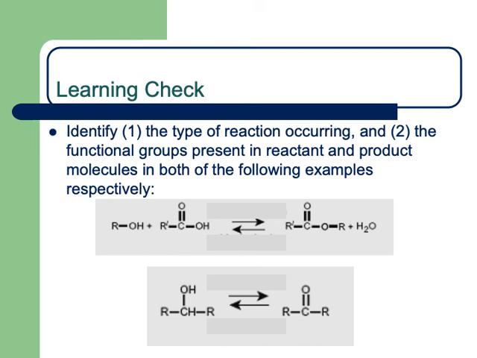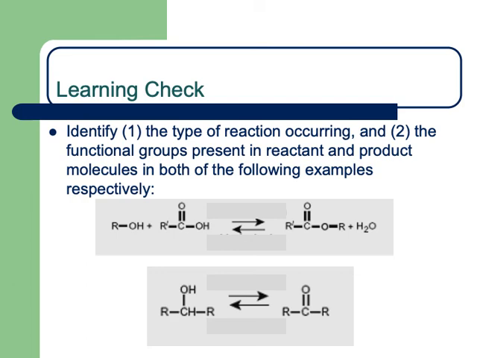Okay, so what are the functional groups found in the top reactants? We have an alcohol in the first molecule, then we have a carboxylic acid, which is a carbon double bonded to an oxygen, single bonded to an alcohol. And then on the product side, we have an ester, a carbon double bonded to an oxygen, single bonded to an oxygen, and we have our water molecule. Okay, so that's question 1. It's a condensation reaction moving from the left to the right. In the opposite direction would be a hydrolysis reaction.